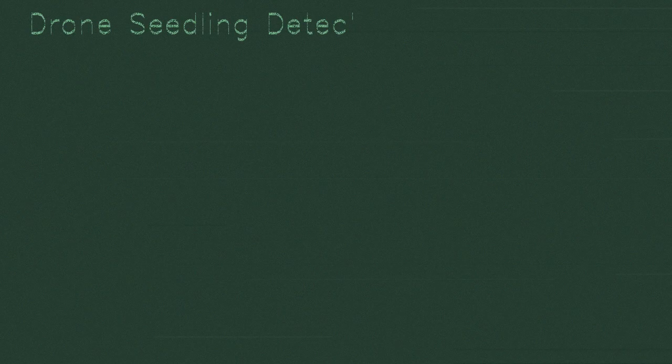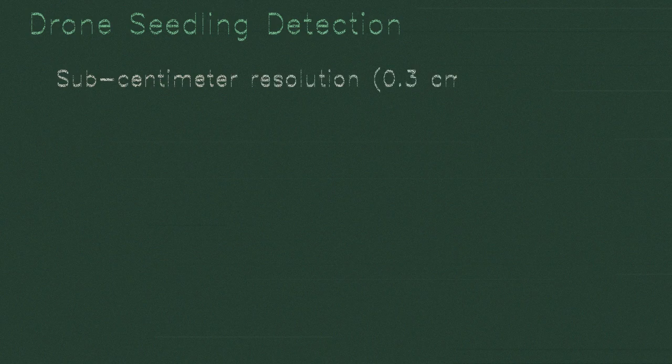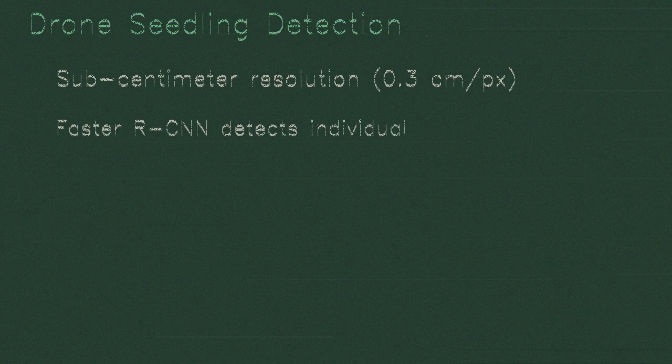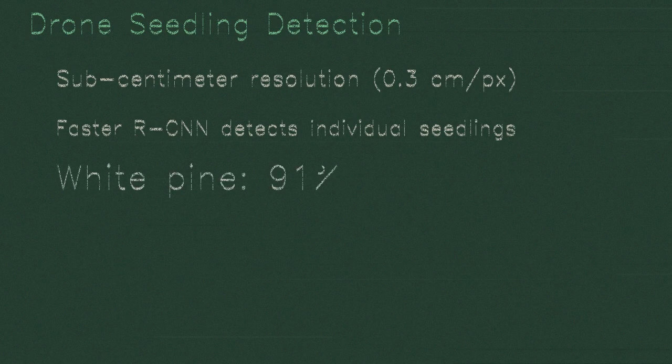That is where drones come in, right? Right. And this is where the technology gets really exciting. Drones capture imagery at sub-centimeter resolution, 0.3 centimeters per pixel in some systems, which means you can see individual seedlings clearly. Researchers have been training convolutional neural networks, specifically Faster R-CNN architectures, to automatically detect and count seedlings in drone imagery. The accuracy results are remarkable.